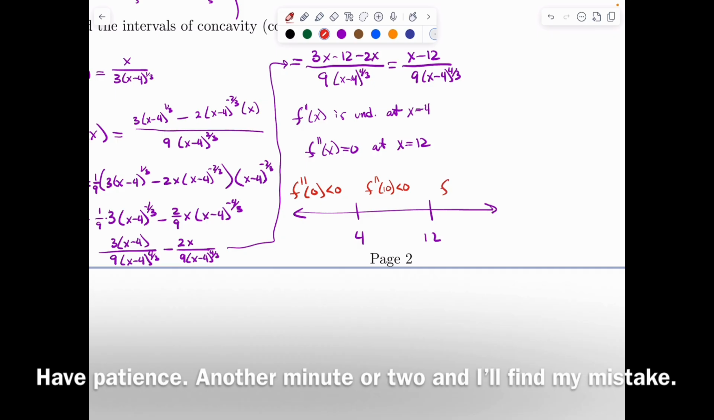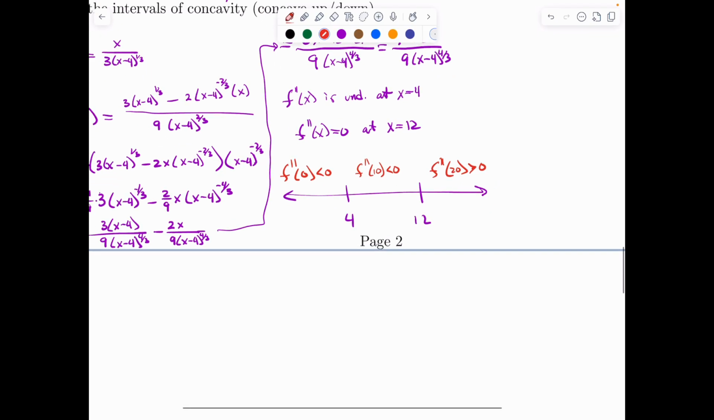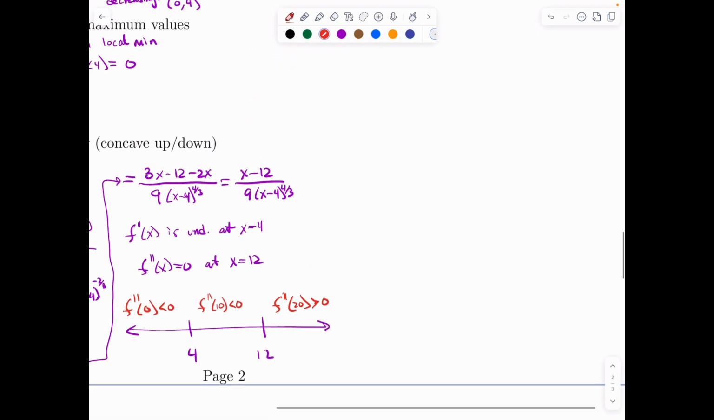And then f double prime of, say, 20 is greater than 0. You could do this on a calculator, but all I care about is whether this is positive or negative. And so there's the situation there. So maybe I should summarize. Concave down is going to be everything less than 12. So x is less than 12.